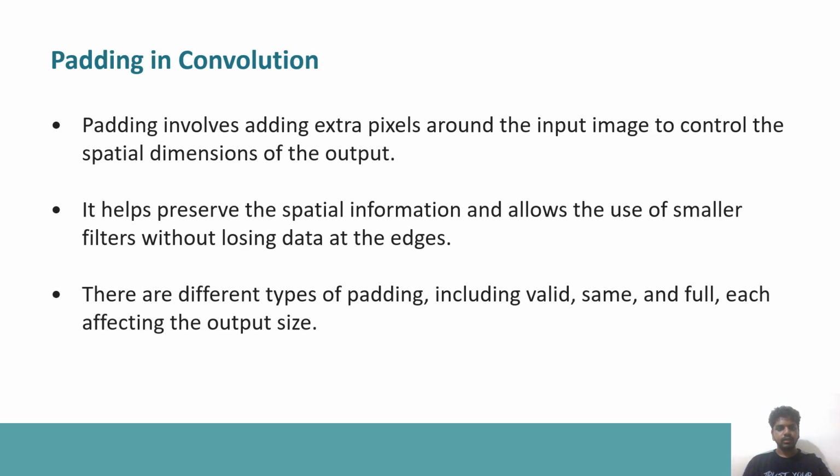Padding in convolution. Padding involves adding extra pixels around the input image to control the spatial dimension of the output. It helps preserve the spatial information and allows the use of smaller filters without losing data at the edges. There are different types of padding, including valid, same, and full, each affecting the output size.